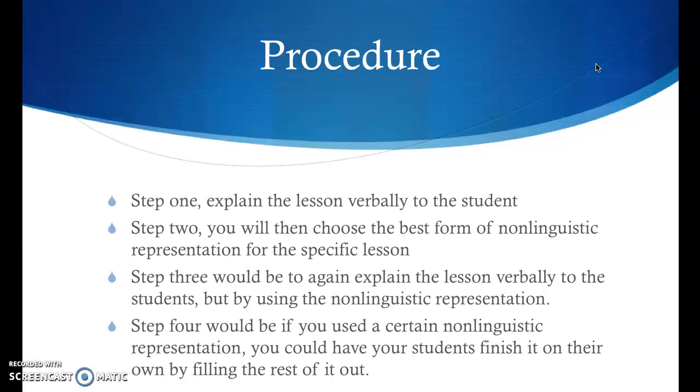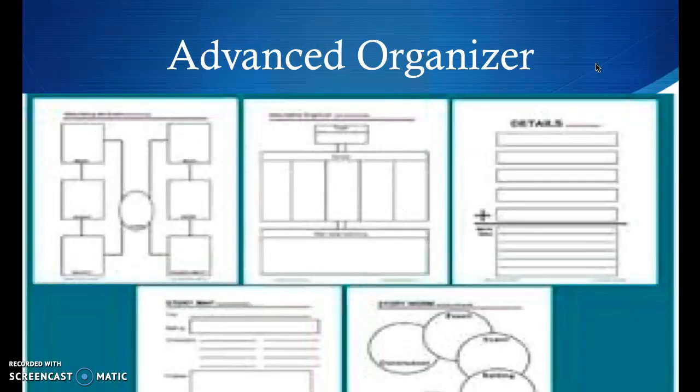Step three would be to again explain the lesson verbally to the student, but you would also add in the non-linguistic representation. So you would bring it up, pass one out to them, and work along with them using the non-linguistic representation. Step four would be, if you use a certain non-linguistic representation, you could have your students finish it on their own by filling out the rest of the information. So you would kind of take a step back and let them finish out the work.